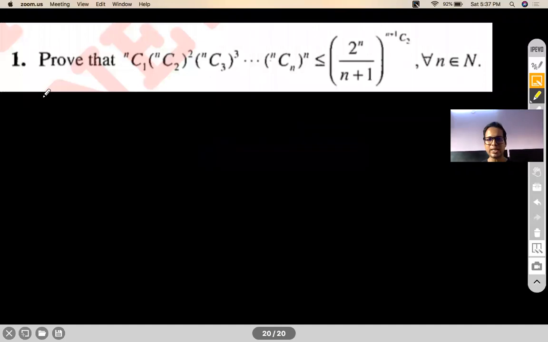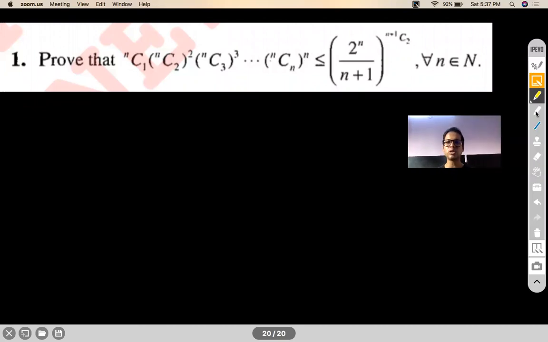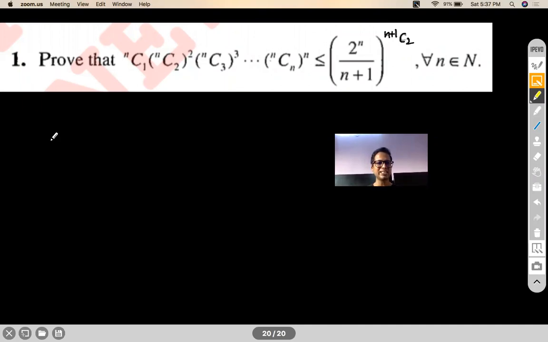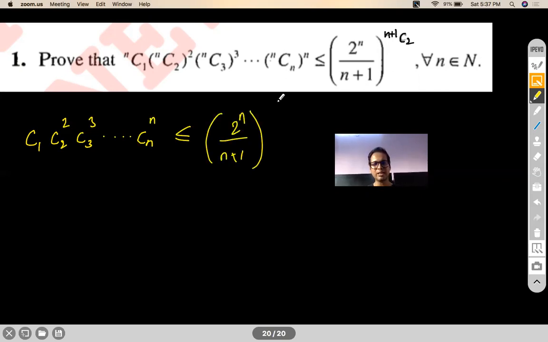Prove that NC1, NC2 square, NC3 cube, and so on till NCn to the power of n is less than or equal to 2 to the power n by n plus 1 whole raised to the power n plus 1 C2. This is your n plus 1 C2. If you are not able to see this, I'm just going to write it again. N plus 1 C2. Okay. In other words, what you're trying to show is that C1, C2 square, C3 cube, and so on till Cn to the power n is less than or equal to 2 to the power n, n plus 1 whole raised to the power n plus 1 C2.